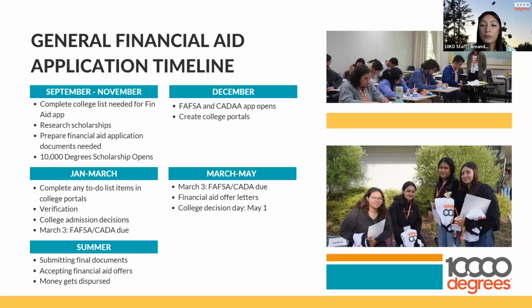Between the months of March and May, students will be submitting their financial aid applications if they haven't already. They may receive their financial aid offer letter and submit their intent to register for the college that they are intending to attend. And during the summer, students will be submitting any final documents, accepting financial aid offers, and that's also when they can expect their money to be disbursed.